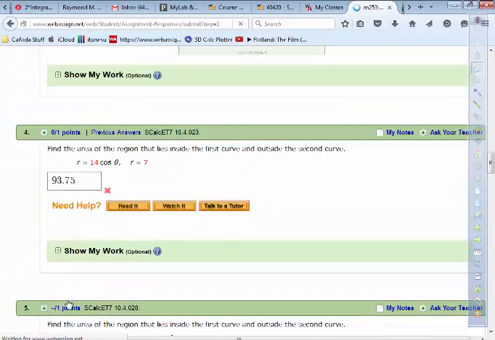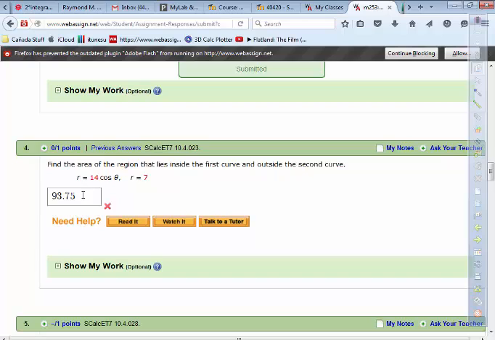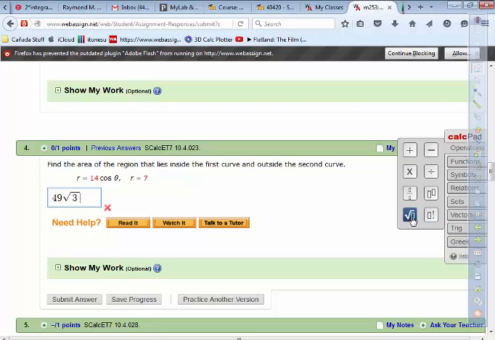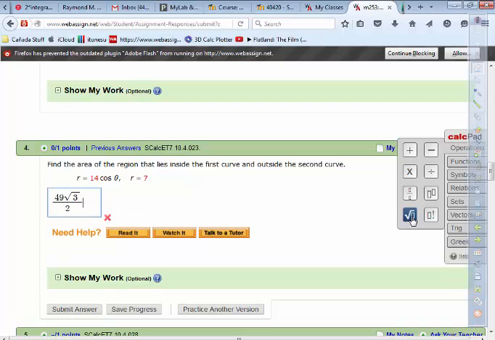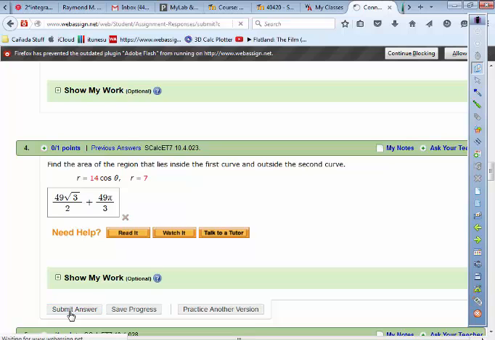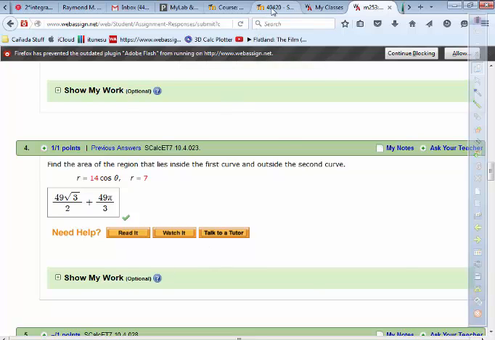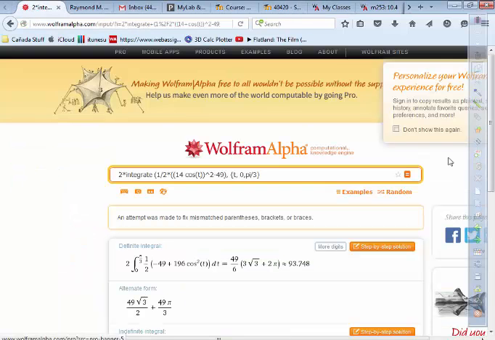And if they don't like that, then try putting in the exact value, which was 49 root 3 over 2 plus 49 pi over 3. Yay. So, here you go. Thank you for coming up with all that stuff.